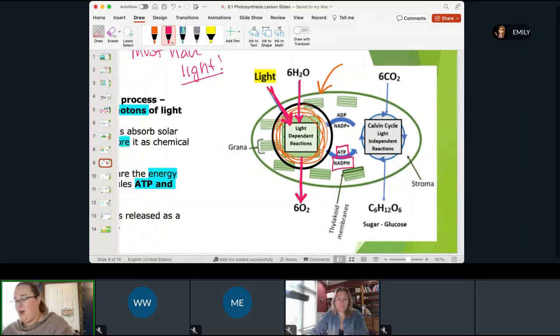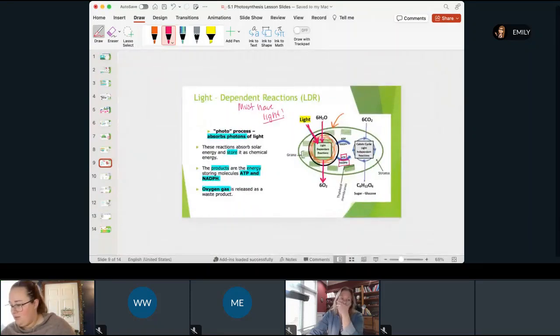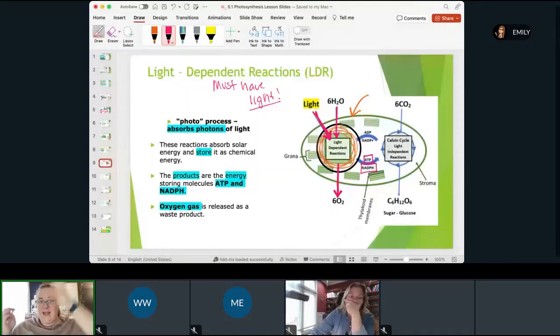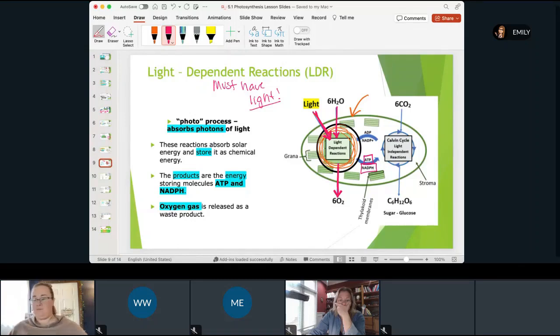Okay. So, there we go. So, it's taking that light energy and it's producing ATP and NADPH. And then it's breaking down that water molecule and getting rid of the oxygen. Okay, so oxygen is released as a waste product, and then ATP and NADPH are passed on to the next cycle.